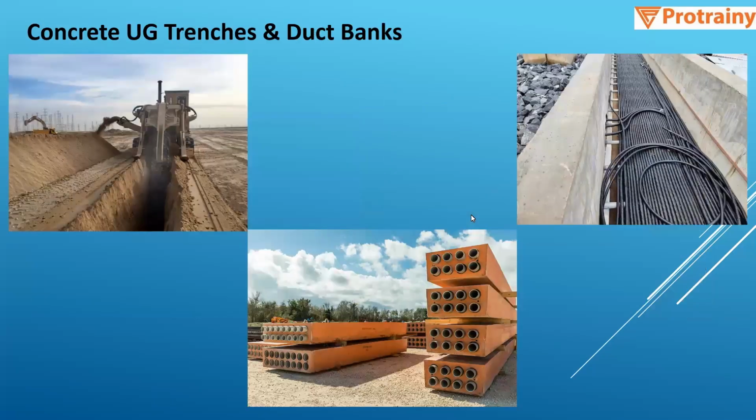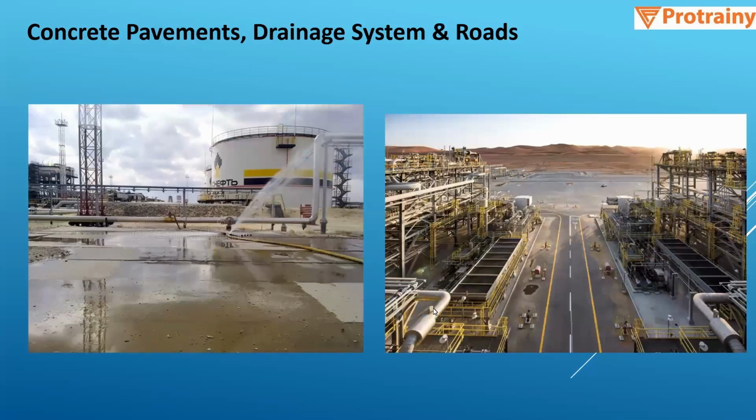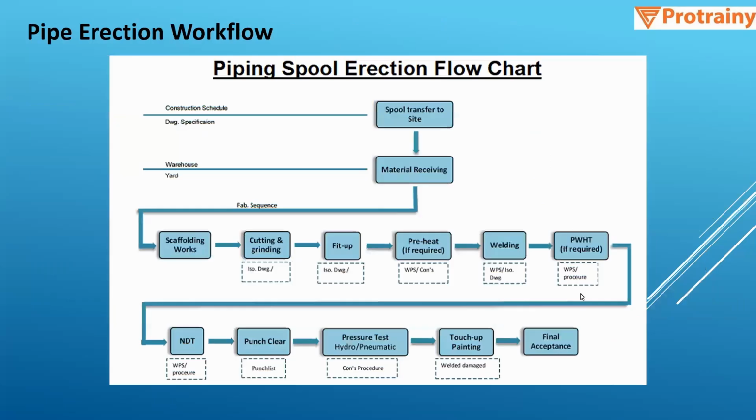Then we have underground trenches for cabling, and we also have the duct bank. So these are the duct bank, and the cables run through this duct bank. We have concrete pavement, drainage system, and also the roads, internal roads for access to the different parts of the plant.